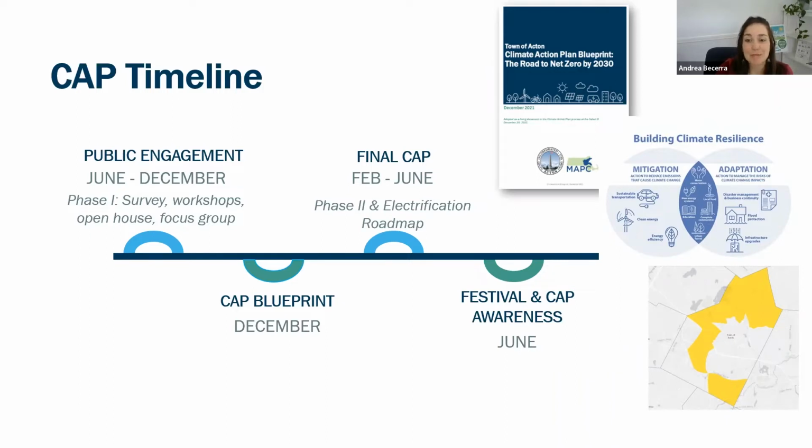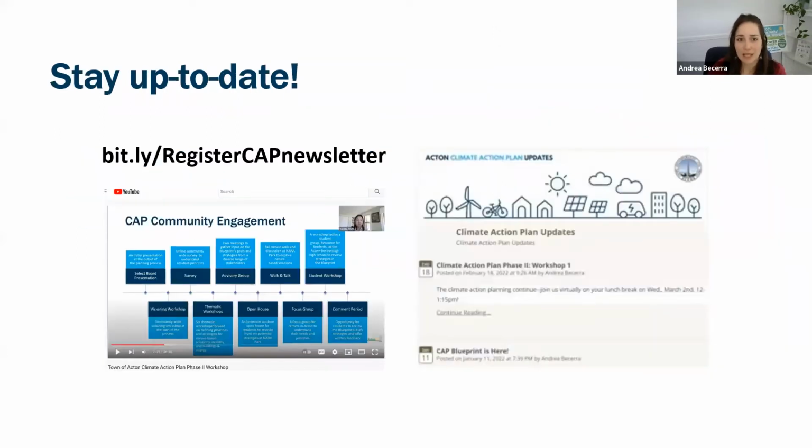Great. So really quickly, we are now here in the February-June final CAP phase. As I mentioned, at the last meeting we went through the Climate Action Plan Blueprint. We also went through some concepts on building climate resilience, the definitions of mitigation and adaptation, and what resilience means for this phase. We also defined environmental justice and what it means for our process now. So I really encourage you to watch the recording of the last workshop if you missed it, to get an overview of those terms and that process.